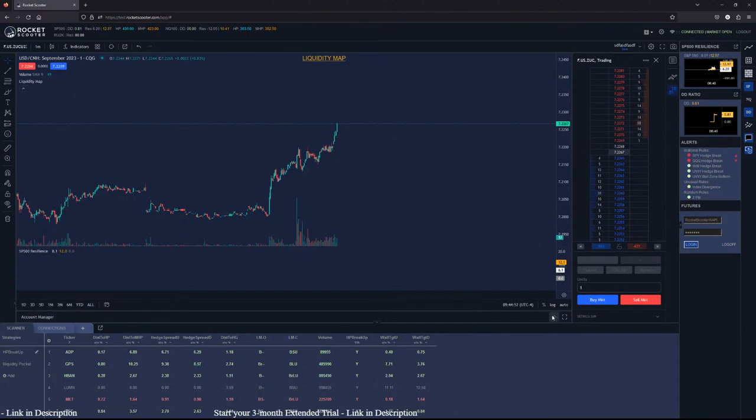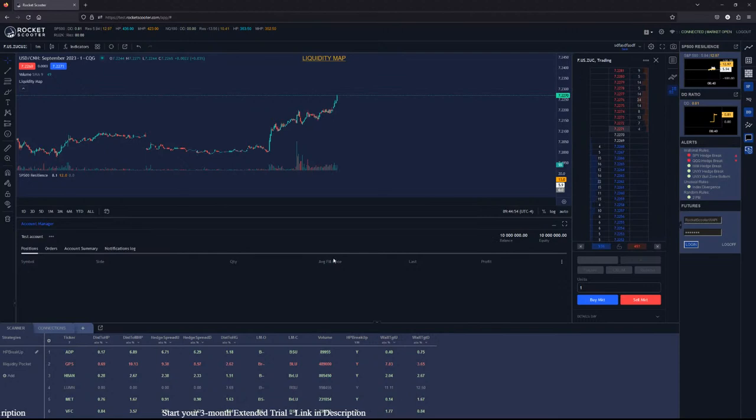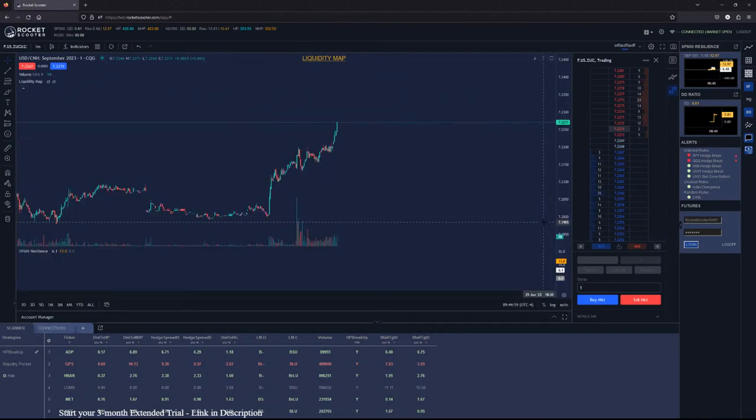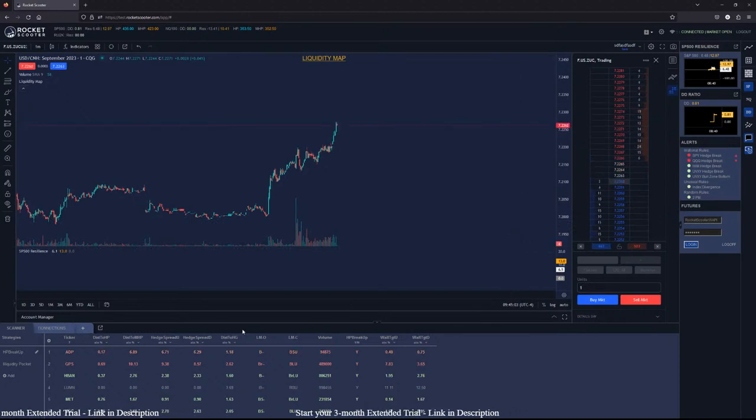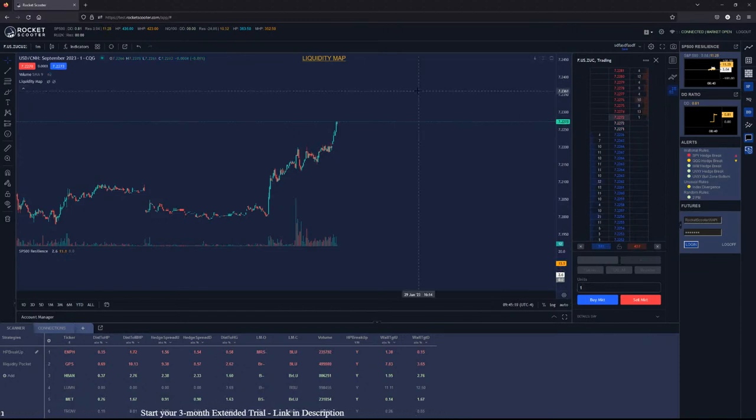What do y'all think? So the account manager, where you'll be able to see your account, your notifications, account summary, log, orders, all of that. Different from the rest of this? Or would you guys like it in a tab? Tell me what you want. This is really cool. This is amazing.